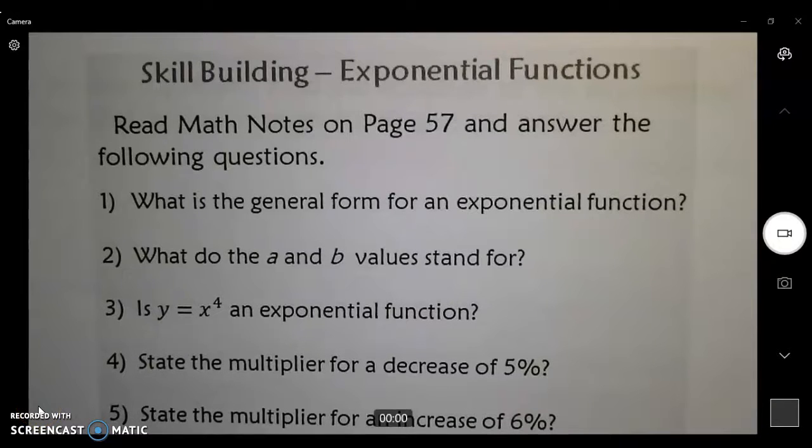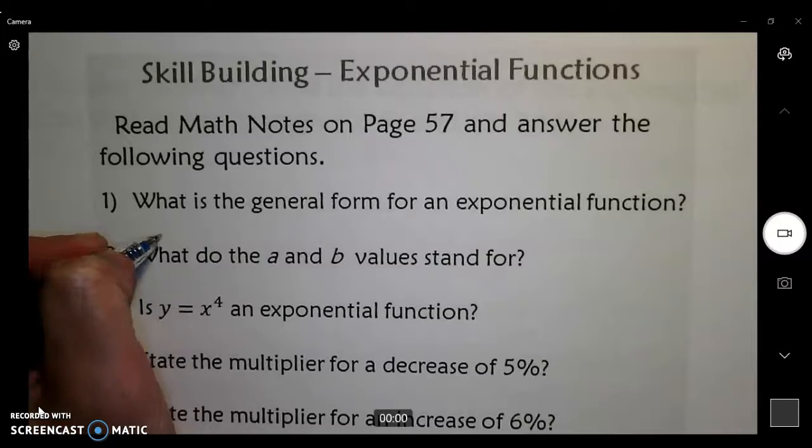Okay, today's skill building has us reading math notes on page 57. So go ahead, pause the video and read page 57, and then you're going to answer the following questions on exponential functions. Some of this stuff we know a little bit from sequences because geometric sequences use the same format for an equation that an exponential function does.